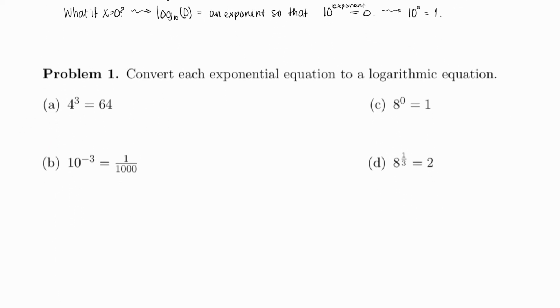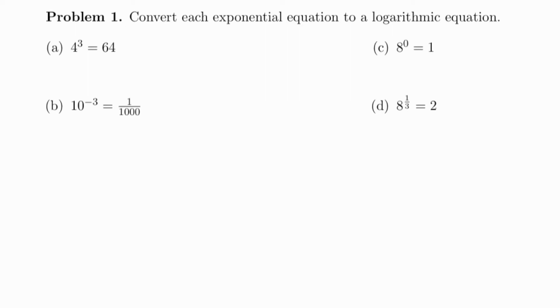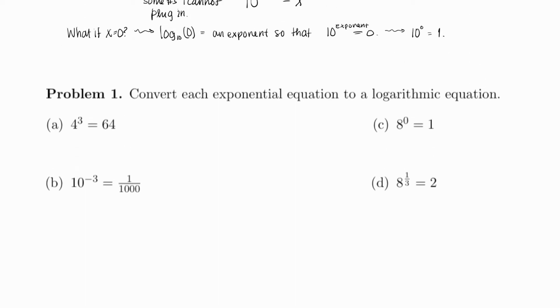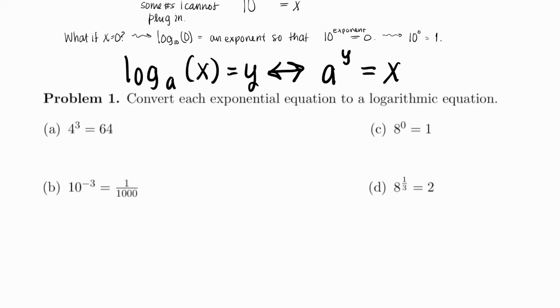So let's start off with problem 1, which says convert each exponential equation into a logarithmic equation. I'm going to rewrite it down here: log base a of x is equal to y if and only if a to the y is equal to x. I'm going to go through each one of these, maybe not all of them. I think you can handle some of them on your own, especially because, as usual, the solutions are posted on Blackboard.